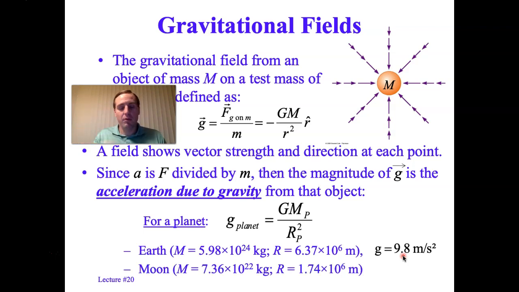Now suppose we perform this for the moon. Notice the moon is about 100 times or so less massive than the Earth, and it also has about 5 times smaller radius. Okay, so if you plug those values in, you should have about 1.6 meters per second squared. That is, the gravitational acceleration on the moon is about 1/6 of that of Earth. Okay, so when you jump on the moon, you can jump much higher and you're much slower to descend to the moon's surface.